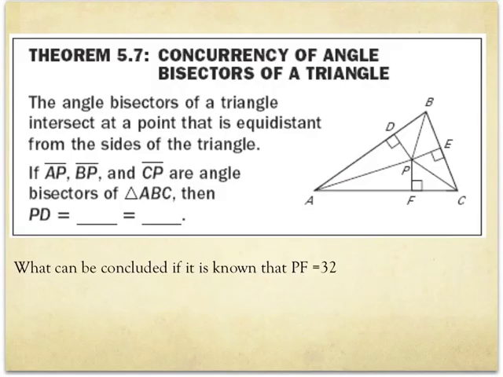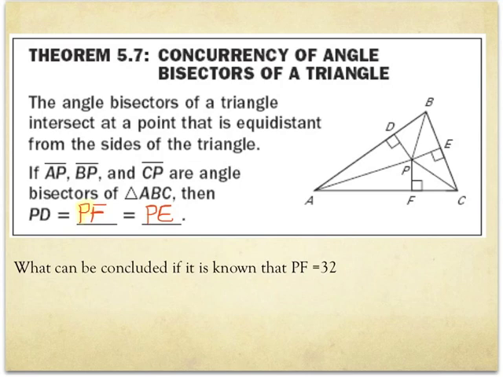This is formally discussed in the concurrency of angle bisectors of a triangle theorem, or theorem 5.7 in your book. And this just says that whenever you have the angle bisectors of a triangle, they meet up at this point in the middle. And the interesting thing about this point is that if we drop perpendiculars to all of the sides of this triangle, these perpendiculars are actually equal. So what we can say here is that PD is equal to PF as well as PE.